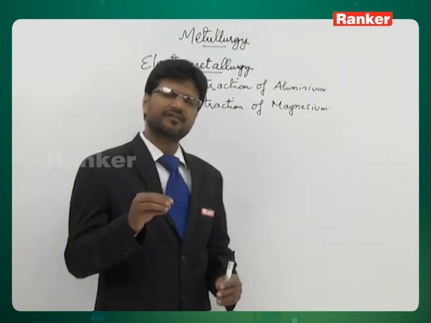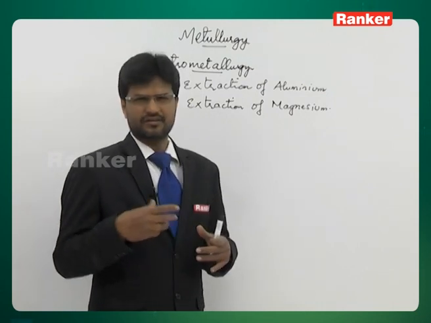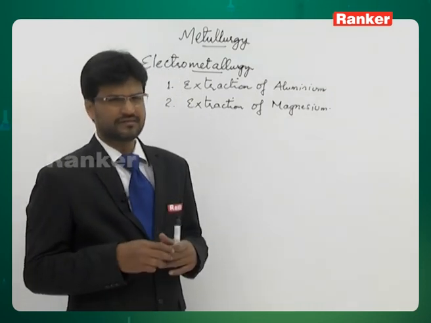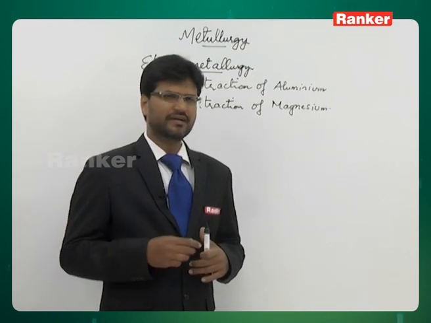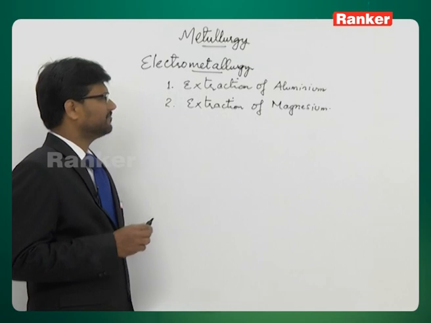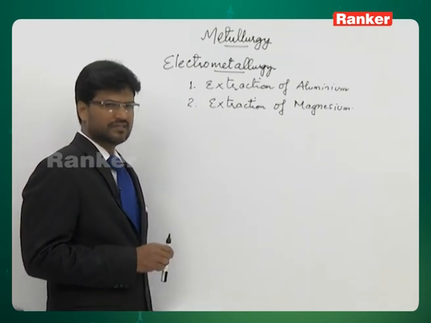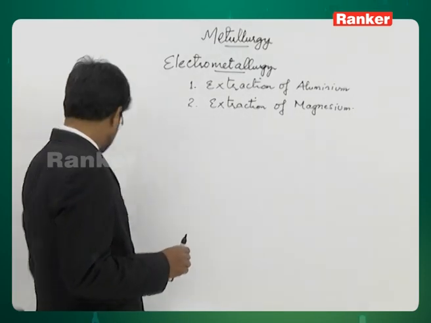Here we pass current through a molten electrolyte, and we extract the metal. The metal is formed at the cathode. Let's learn electrometallurgy with the help of these two examples, extraction of aluminum and extraction of magnesium. Let's start with extraction of aluminum.